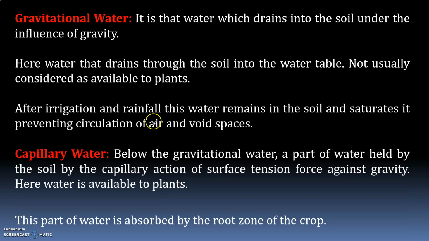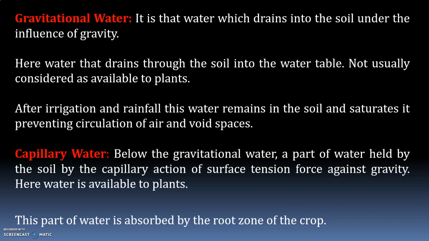Now we'll see what is gravitational water. It is that water which drains into the soil under the influence of gravity. Here, water that drains through the soil into the water table is not usually considered as available to plants. This water is not available for the plants. After irrigation and rainfall, this water remains in the soil and saturates it, preventing circulation of air in the void spaces. This is about gravitational water.